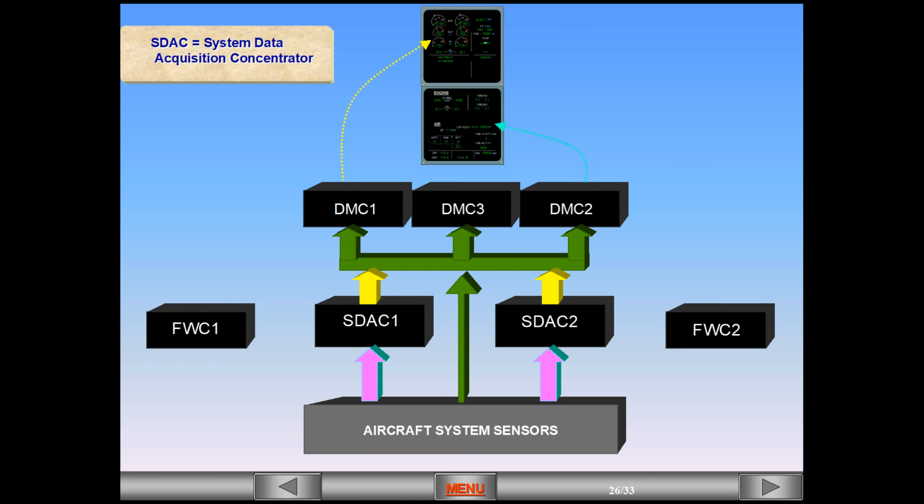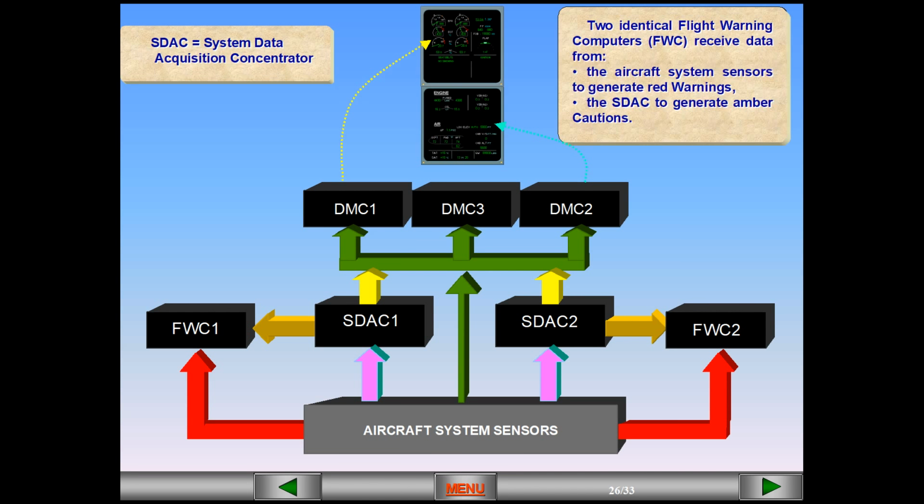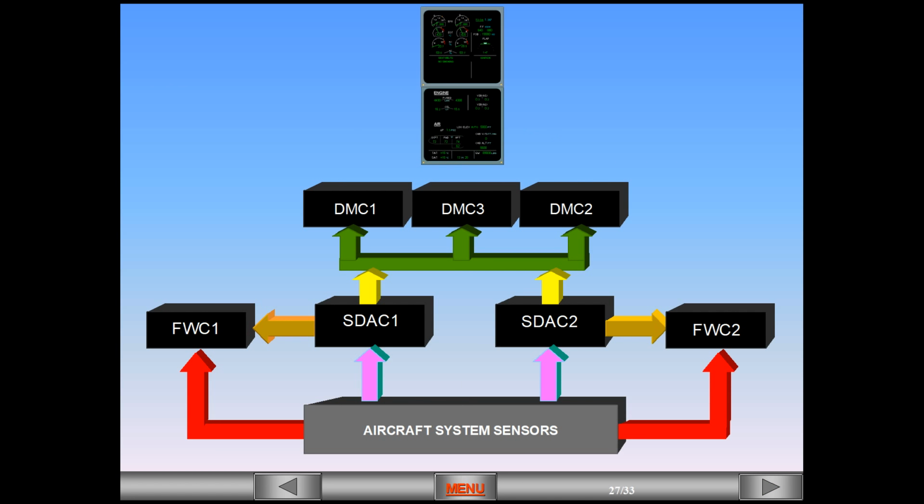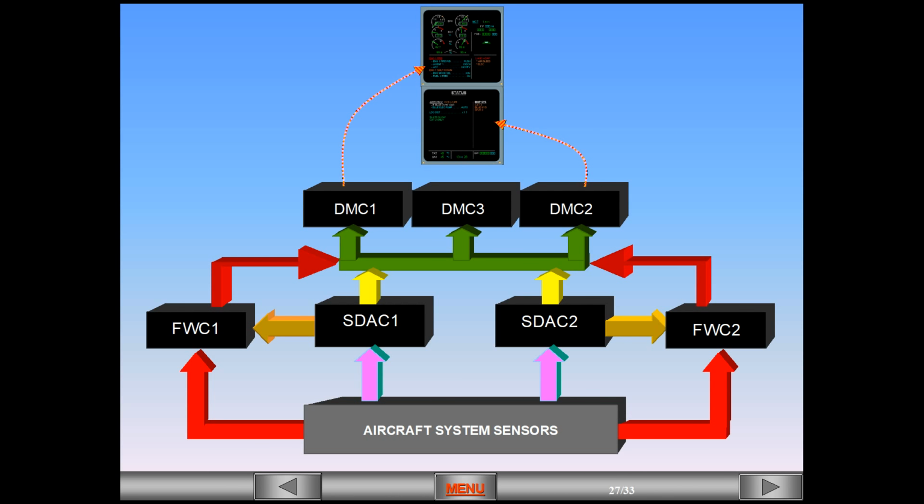Two identical flight warning computers, FWCs, receive data from the aircraft system sensors to generate red warnings, the SDAC to generate amber cautions. The FWCs then supply the DMCs for the display of alert messages, the attention getters, the loudspeakers for oral alerts, and synthetic voice messages.